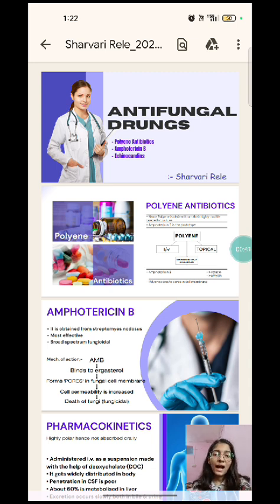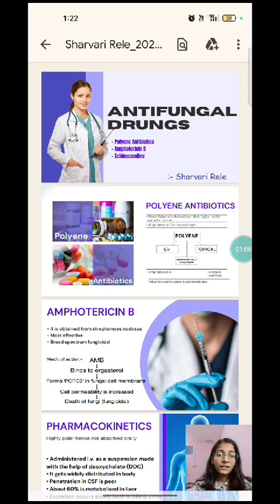Now, polyenes are highly polar, hence, they cannot be given orally. Instead, we administer them either intravenously or give them topically. Amphotericin B is administered intravenously. On the other hand, nystatin and hemicin are given topically.